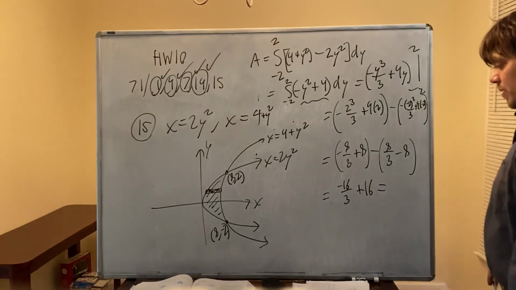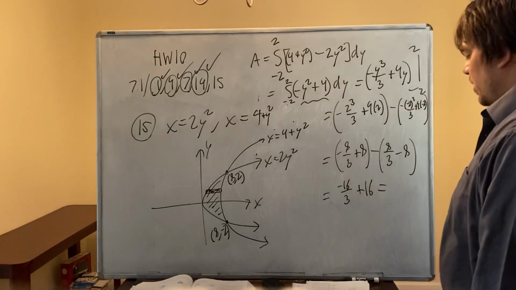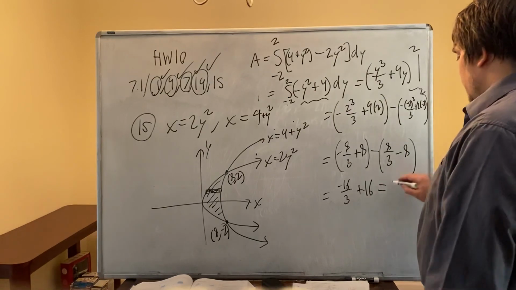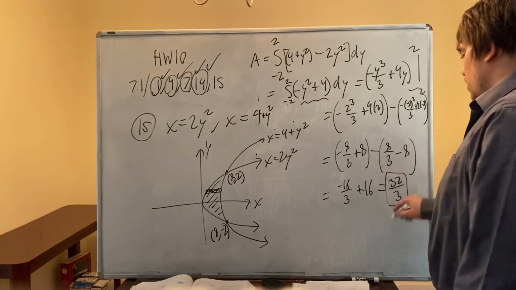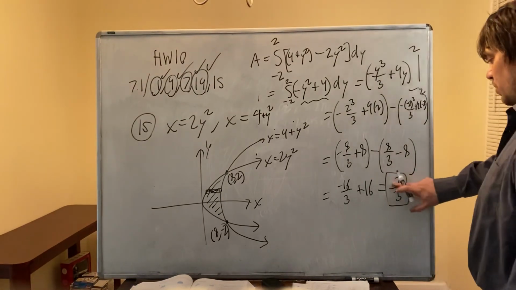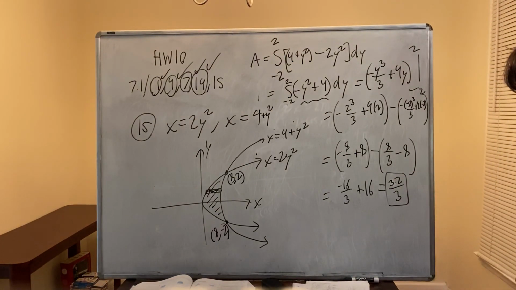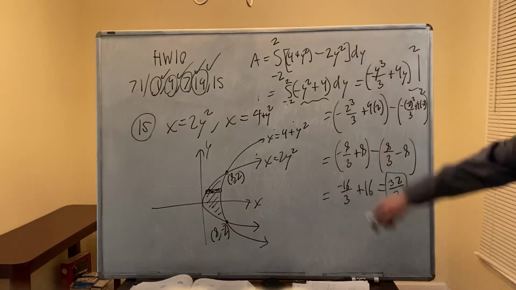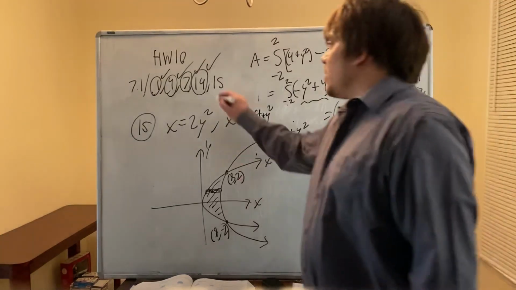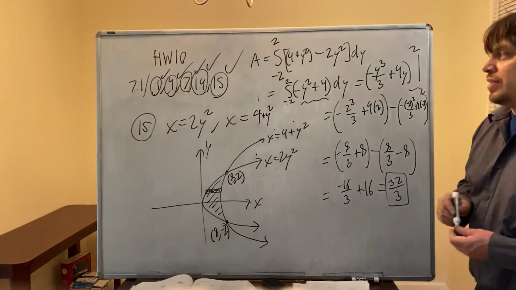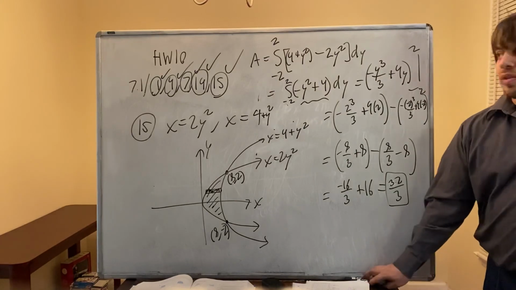And so you get -16 over 3 plus 48 over 3, and that's 32 over 3. So it's just -16 over 3 plus 16 is 32 over 3. Okay? That's 32 over 3. So the area of that is 32 over 3, and we're done with number 15, and so that's our review of homework number 10.